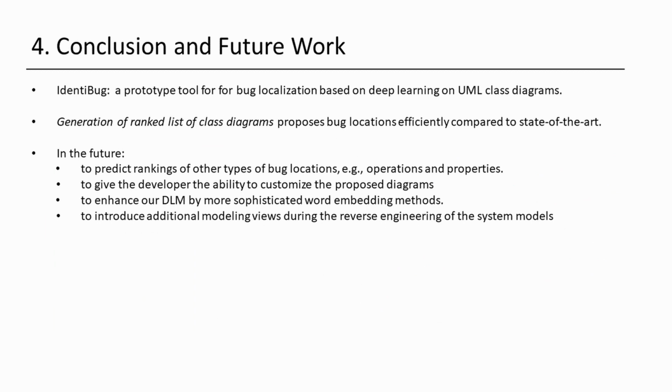In this paper, we propose our approach for structural bug localization using graph-based deep learning on UML class diagrams. Results showed the efficiency of our approach, especially in the second experiment, which is the rank list of class diagrams. And this is a new way of proposing bug locations compared to the state of the art.